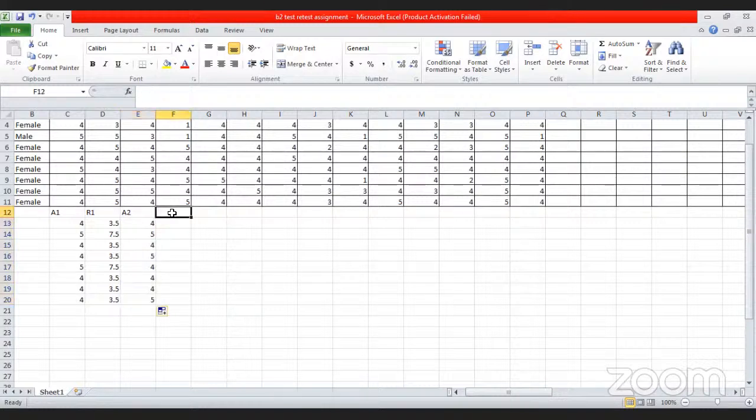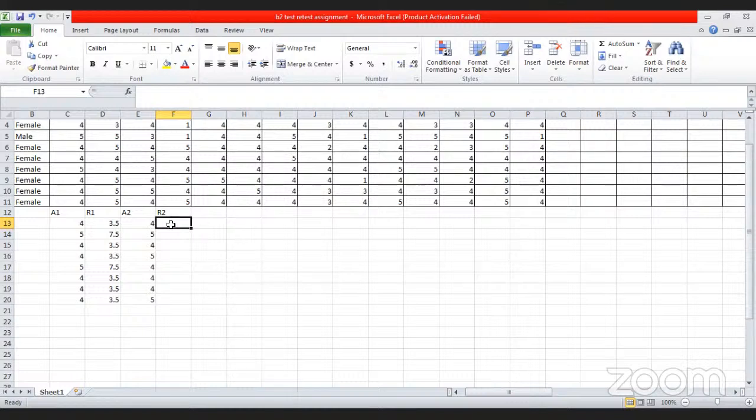Now we have to do rank again. So R2. What is the lowest score here? This is also 4. And how many 4 is there? 1, 2, 3, 4, 5. 5 fours are there. So what will be the rank? Please tell me, someone. Four is there 5 times. So 4 takes first position to 5th position. So it will be 1 plus 2 plus 3 plus 4 plus 5 divided by 5.